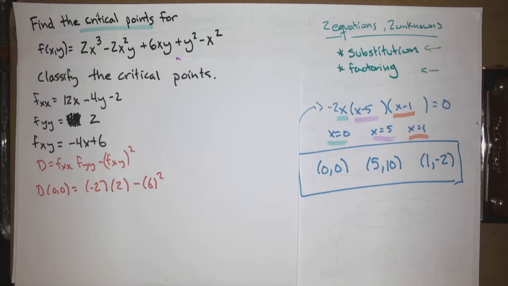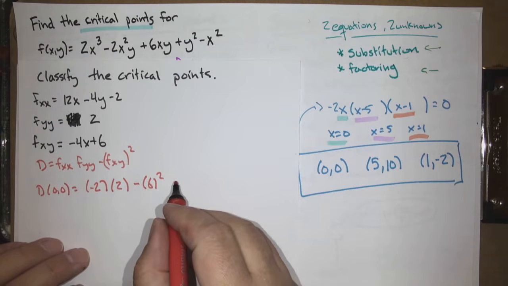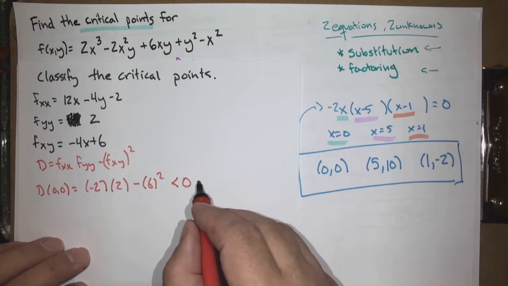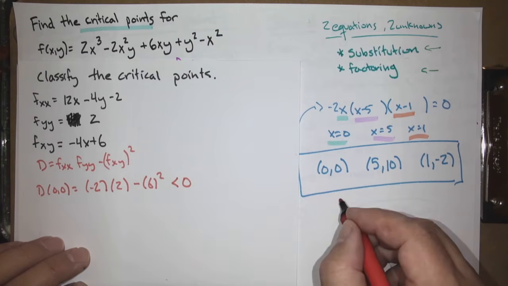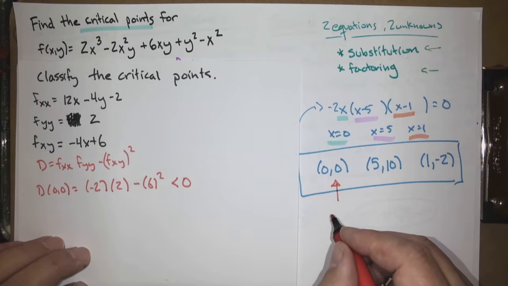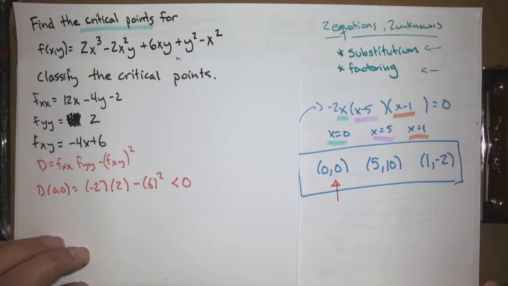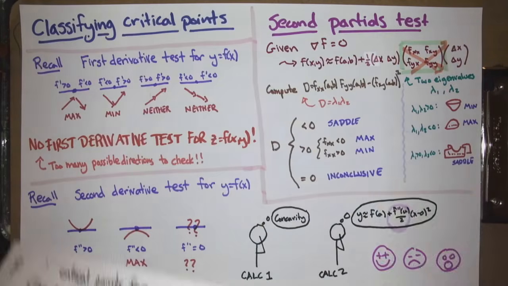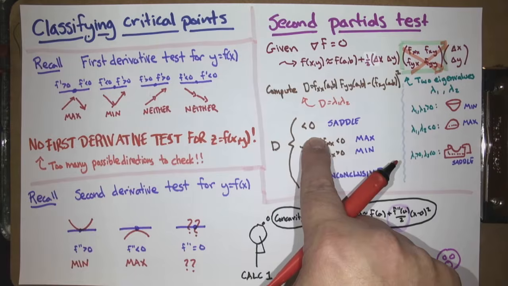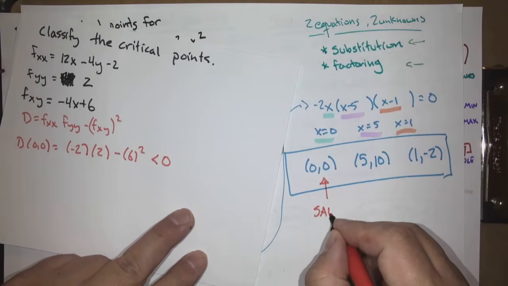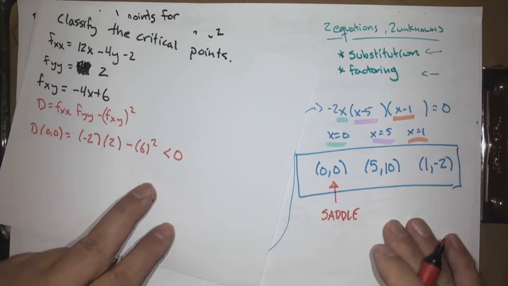Now, you don't have to worry about the value. The value is not important. What do we want? The sign. Can you tell me what the sign is? It's negative. What does that tell us about 0, 0? If we're negative, what are we? Saddle. All right, we are a saddle. Okay, one down.